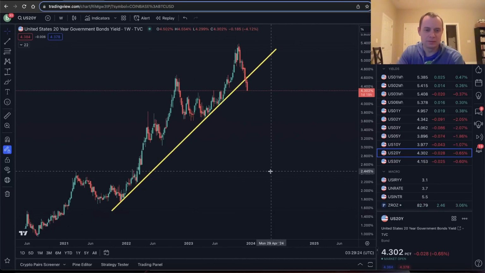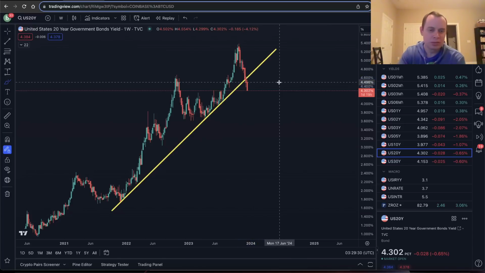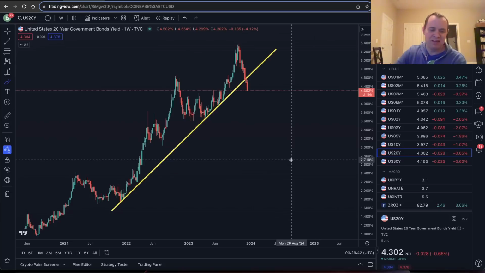This is the 20-year. You can see that it's potentially starting to break down here. It doesn't mean that it can't backtest this trend line at some point, but it is potentially starting to break down. Now, the reason why that's important is because if it were to go back up, it would likely mean the market thinks the Fed funds rate is not above the neutral rate, right?